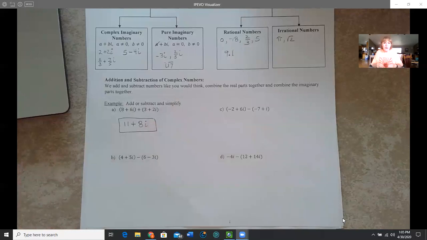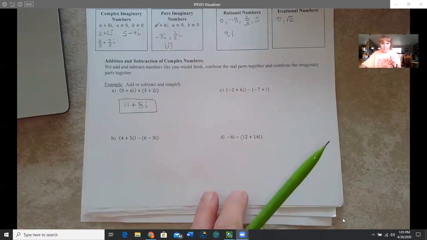And there's your answer. So your answer is the complex number 11 plus 8i, where the real part is 11 and the complex part is 8i. Okay, let's look at B.